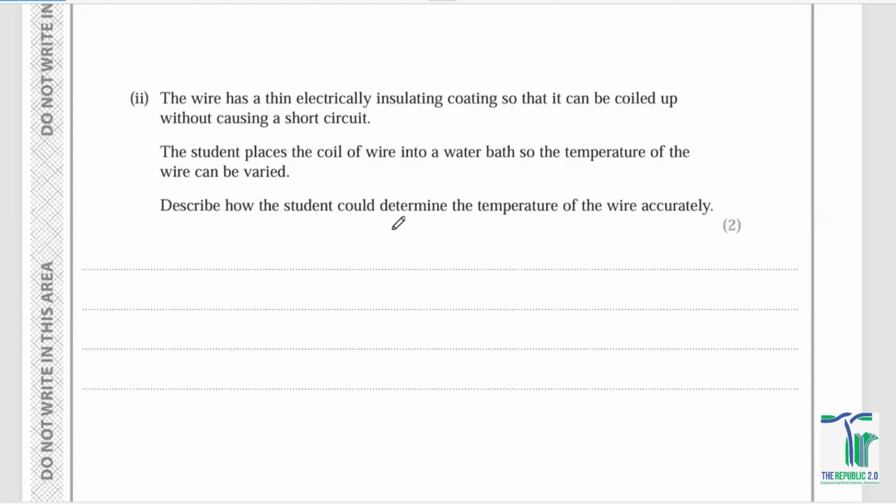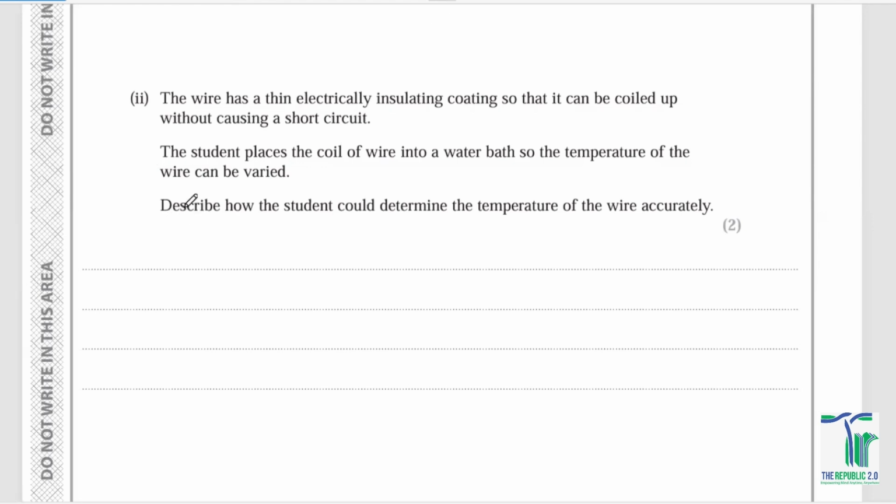So what is he going to do? He can measure the temperature of the water with the help of a thermometer. He's just going to place that wire into the water, and then he can stir the water for a uniform spread of the temperature. And once the temperature is spread uniformly, he can use the thermometer to get the final temperature.